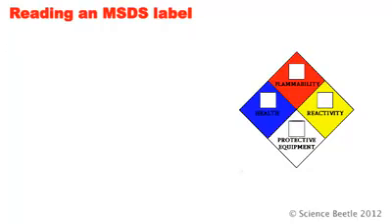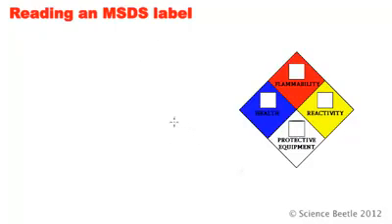For this lesson, we're going to go over a little bit about reading an MSDS label. MSDS labels provide us with a lot of information about the safety that you should know about prior to using any chemicals in the lab. Right here on the side, what I provided for you is an example of an MSDS label. But before we go there, I want to make sure that I explain what MSDS is.